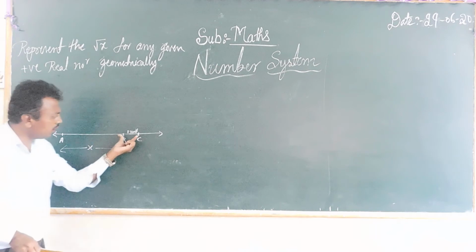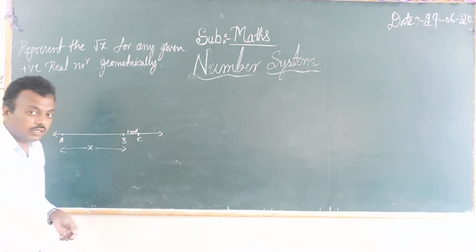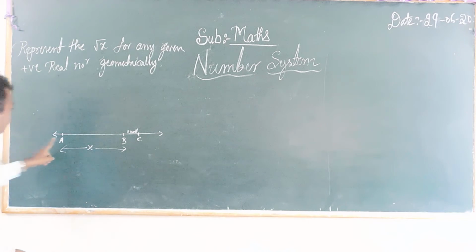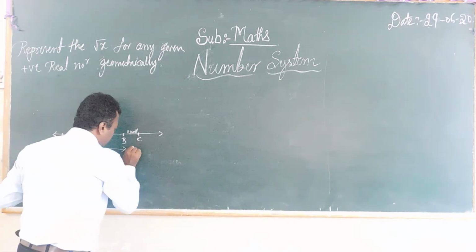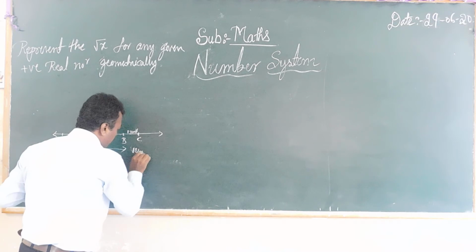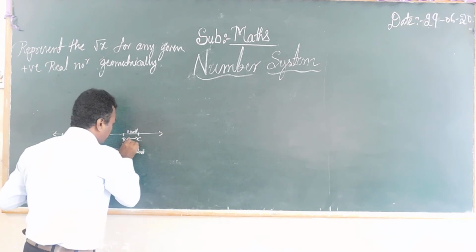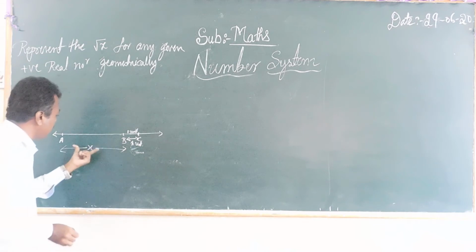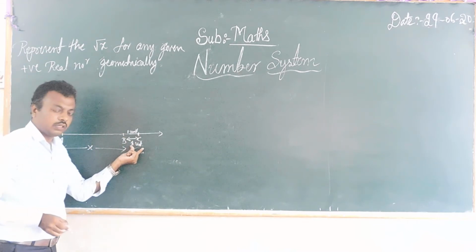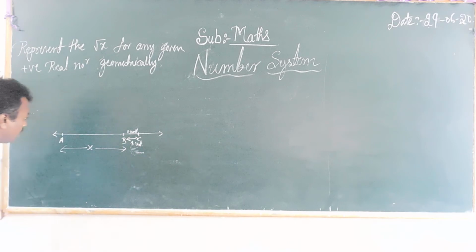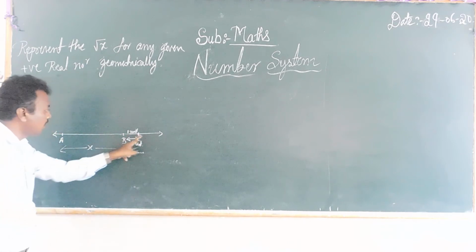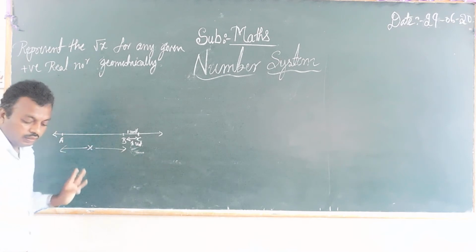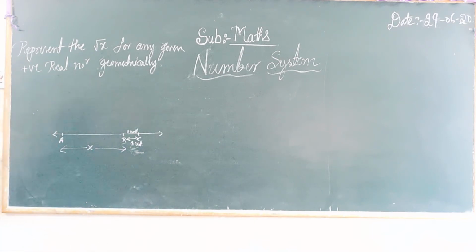You can take 1 centimeter or 2 centimeter. It is your convenience. Okay? Now this is 1 unit. Next, AB is x units, BC is 1 unit. Now for AC, we have to mark the midpoint of AC. We know how to mark the midpoint from the 8th standard.